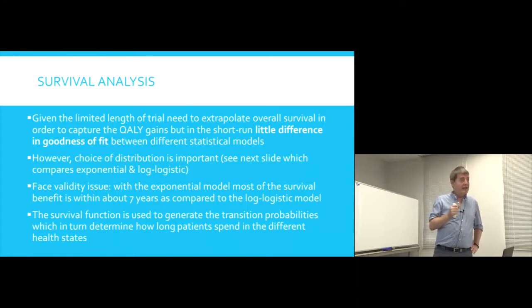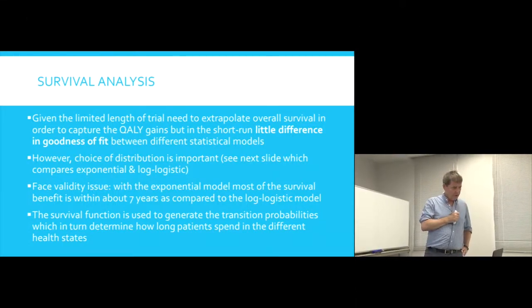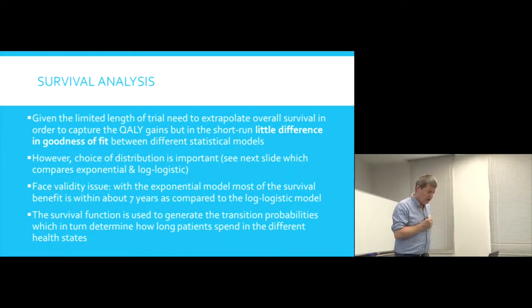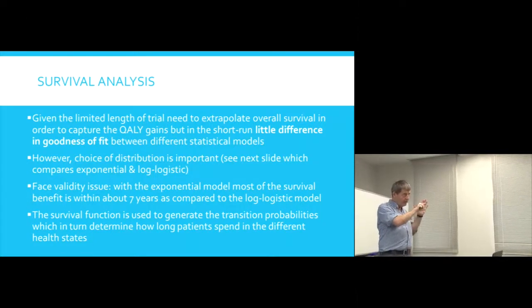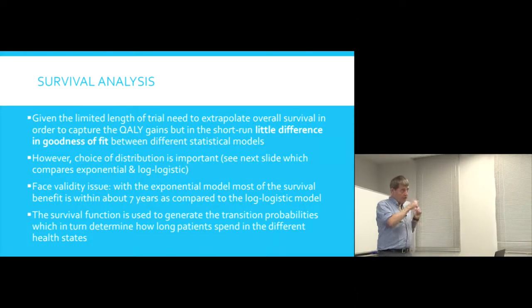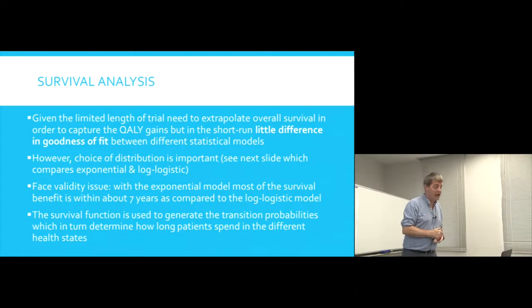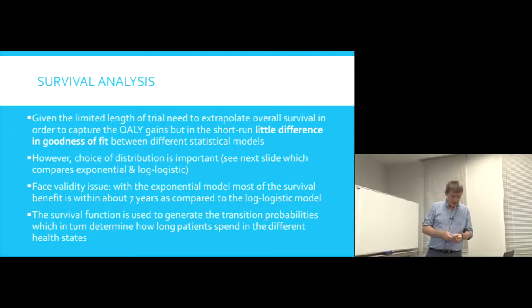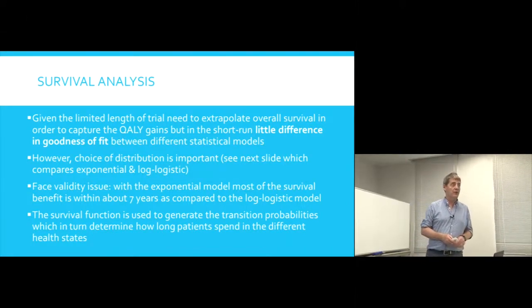And so we need to extrapolate into the future. And this is a statistical procedure, and there's a wide choice of statistical distributions we can use to go from the observed data during the trial to predicting what happens to the patient group over time. And in the next slide, I'm going to compare two different statistical models. One is an exponential model, and the other is what's called a logistic model. And the key point is they produce rather different results.